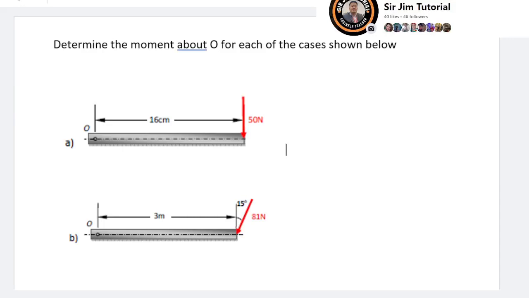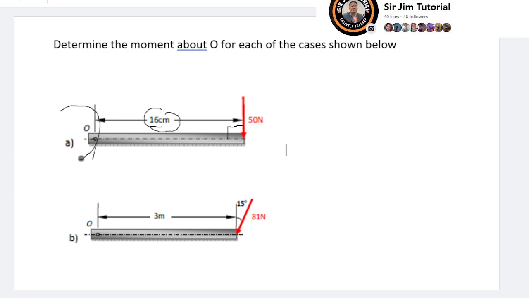Good morning. I'm going to teach you again the topic on moment of force. So let's have the basics from the start. For example, what is the moment about O for each of the cases as shown in the figure? Take note that for us to compute the moment, you should get the moment arm, this perpendicular distance. So it should be perpendicular, and the distance should be this one.